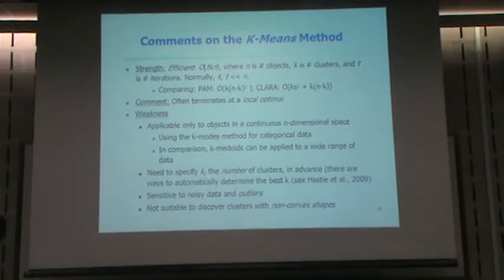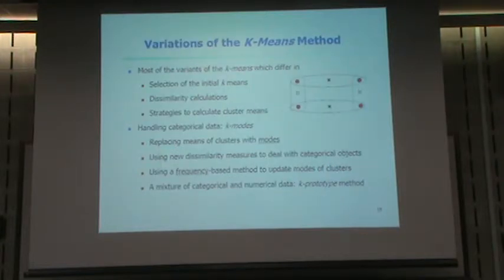You should be careful. Also, it's not suitable for non-convex shapes. That is the previous example, arbitrary shape, because it tries to form the ideal case, which is a circle or a ball shape, volume shape. Okay, that is the K-means algorithm.